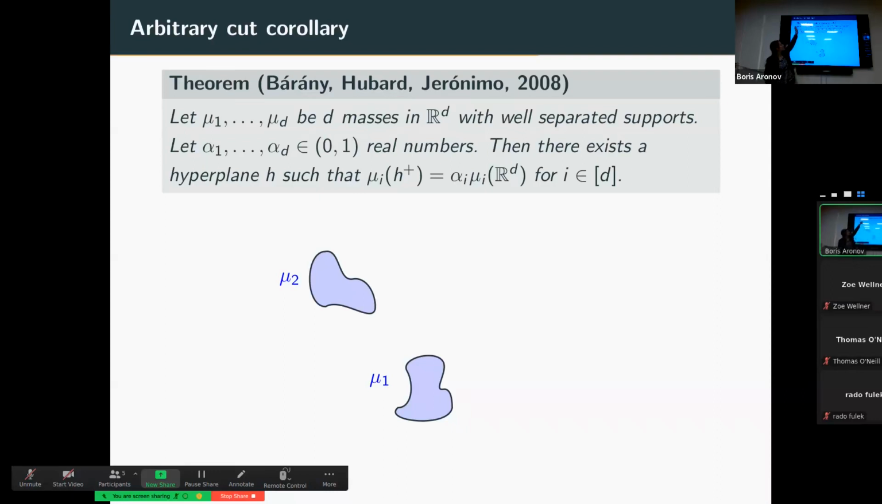So if you have mu1 through mu d, d masses in Rd, with well-separated supports, so that just means that there's no hyperplane that goes through all d masses. And you have alpha 1 through alpha d telling you how much you want from each mass. So like I could have 1/2, 1/2, maybe a quarter, maybe an eighth or something like this.